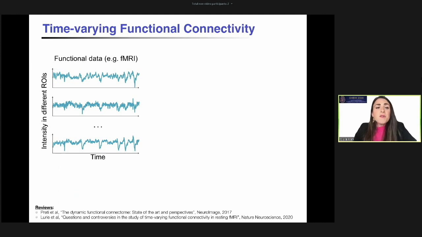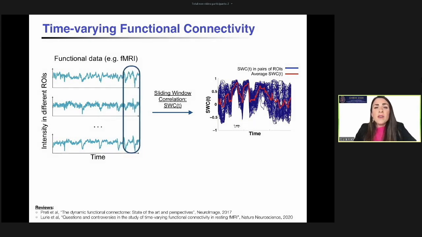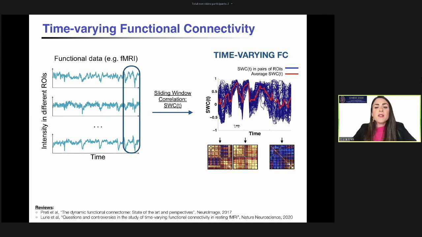So how does it work? It's very simple. Again, if we consider our functional regional time courses as before, we compute a correlation, but instead of considering the whole acquisition time, we just consider a restricted window, which in general can be around 1 minute. We compute a correlation and then we slide the window for the whole time of the acquisition. What we obtain instead of one measure of correlation is the evolution in time of that value of correlation for each connection. So if we look at it at the global level, so at the whole brain level, we obtain a functional connectivity matrix for each window.